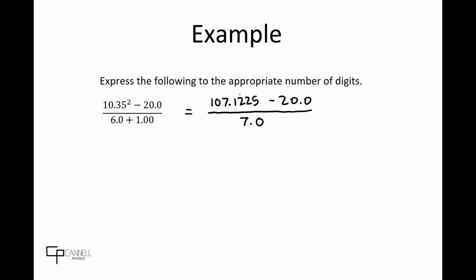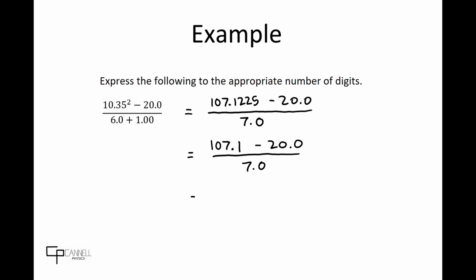But this 107.1225 must be written to a lower number of significant figures because that came from 10.35 squared. 10.35 squared is just 10.35 multiplied by itself. So that is a multiplication in effect. So we must go by the lowest number of significant figures. But since it's just one number, we go by those significant figures, which is 4 for 10.35. So 107.1 is also to 4 significant figures, which is good.